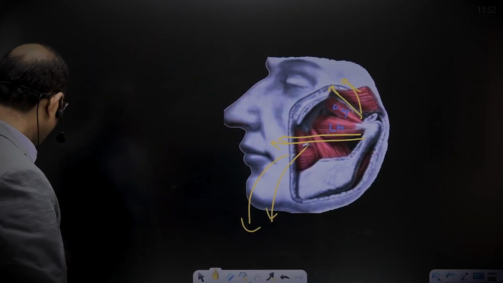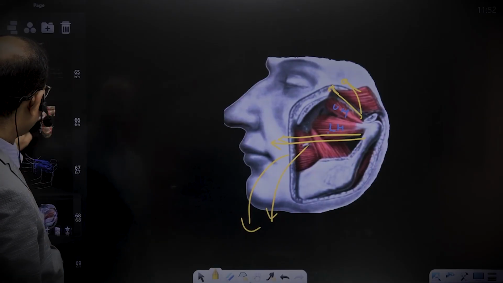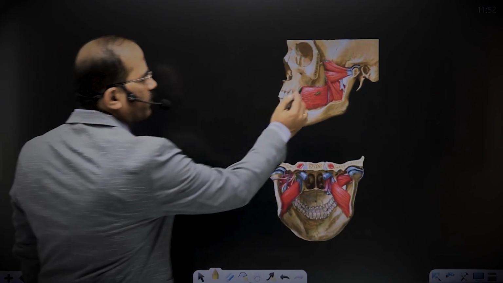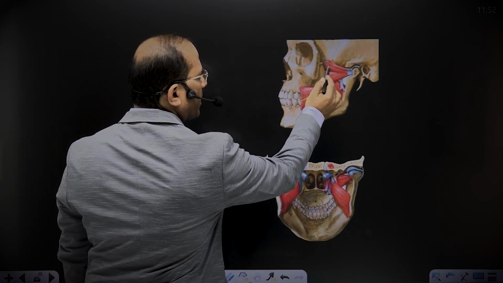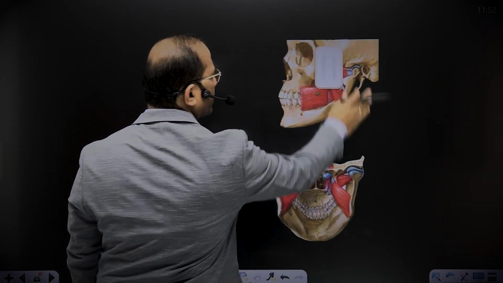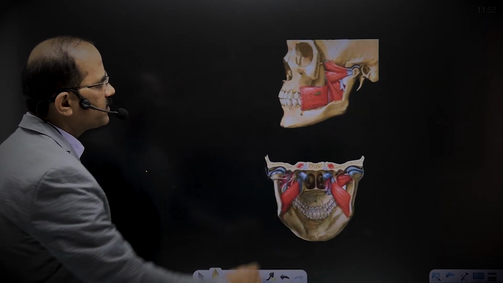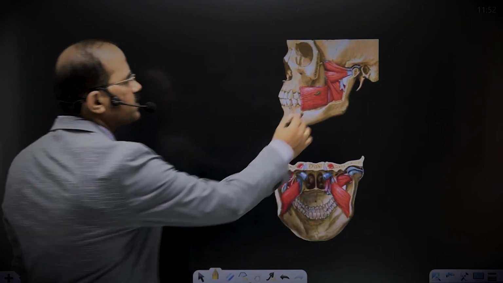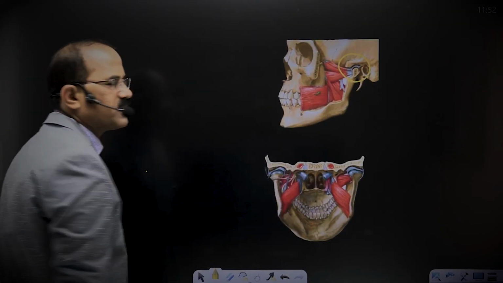It is slightly difficult? You tell me. Look at this slide once again. So what is this? That's the lateral pterygoid. That's the upper head of lateral pterygoid. That's the lower head of lateral pterygoid. Okay, upper and lower head of lateral pterygoid, inserted into the pterygoid fovea of the neck of the mandible. What is this joint? That's the TM joint.